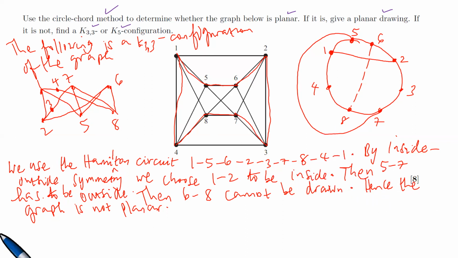And then now we just trace, we circulate this Hamilton circuit. So if you put 3-3, because we're speaking about a K33 configuration, then you start saying, okay, one goes to five, then five goes to six. You put this one, right? And then from six, you need to go to two. And then from two you go to three, like that. And then from three, you must go to seven.